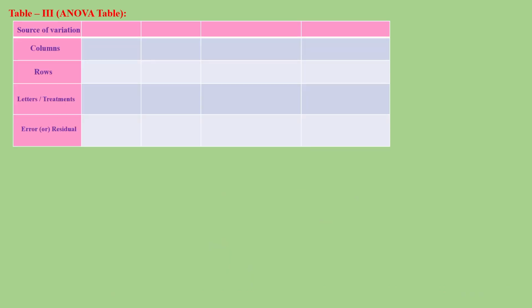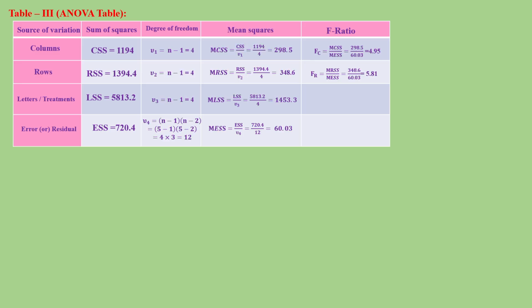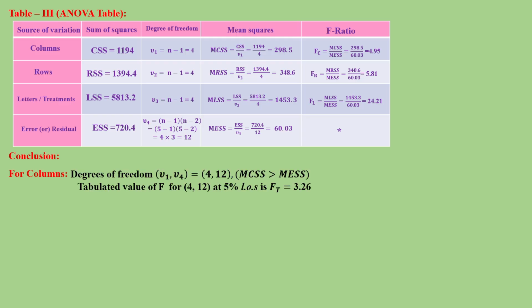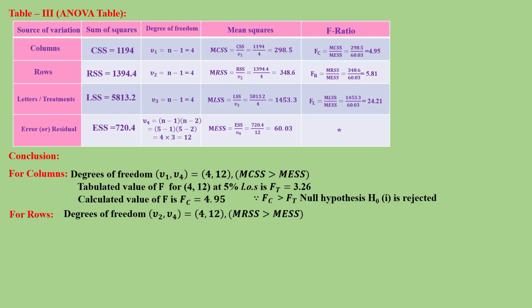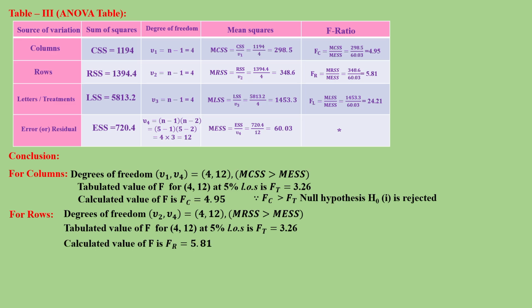That's all, right? Next in our table is source of variation, sum of squares, degrees of freedom, mean sum of squares, then F ratio, right? Then conclusion for columns: degrees of freedom 4, 12, tabulated value 3.26. Compare FC and FT. FC is greater than FT, so null hypothesis 1 is rejected. Next rows: degrees of freedom 4, 12, tabulated value 3.26, calculated value FR 5.81. Compare FR and FT. FR is greater than FT, therefore null hypothesis 2 is rejected.